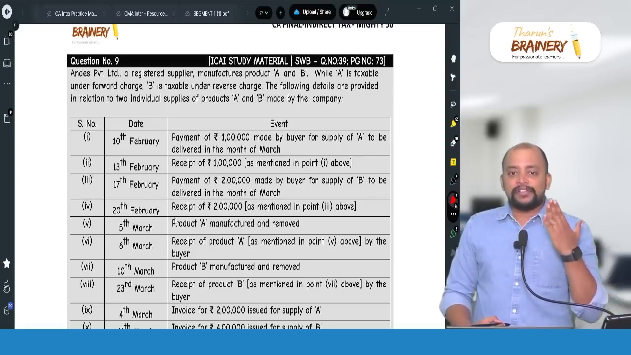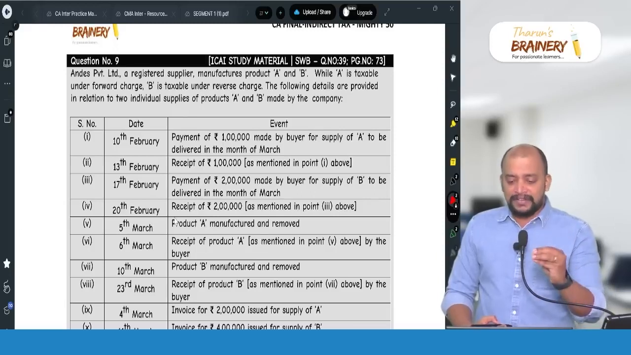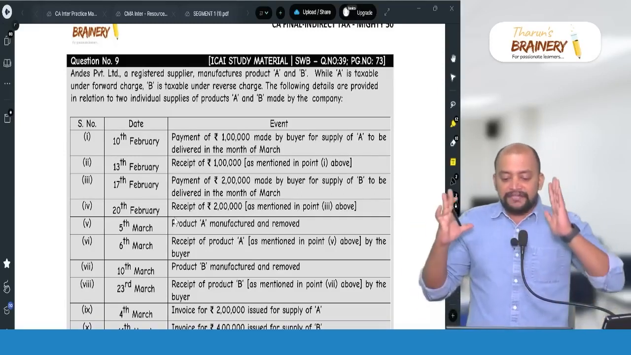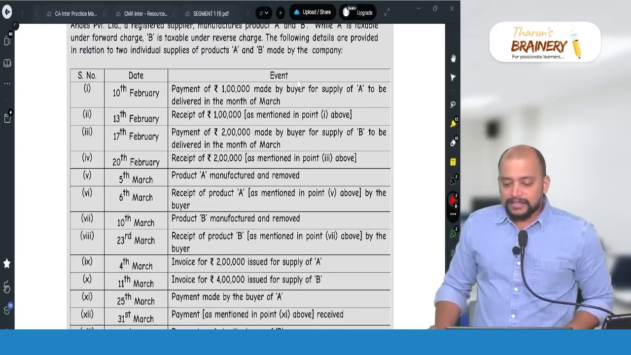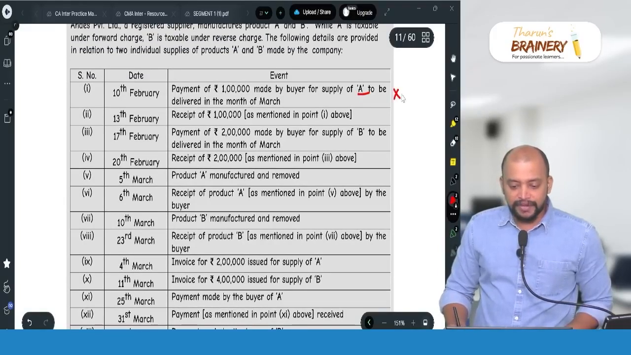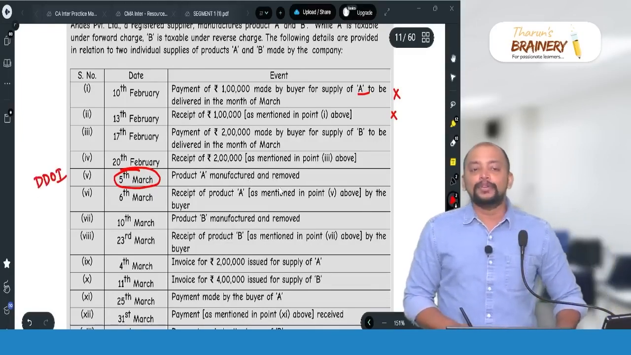If supply involves movement of goods, at the time of removal. Supply does not involve movement of goods, at the time of delivery. Now, here, first for product A, we will complete. For product A, wherever we have product A, that we need to see, and payment irrelevant. Product A is there, payment irrelevant, unwanted information. Receipt for this, unwanted information. Payment for B, then A, product A, manufactured and removed. 5th March is the due date of invoice at the time of removal.